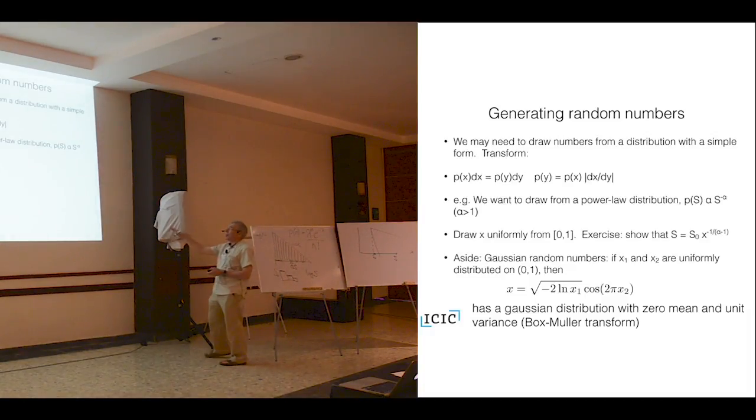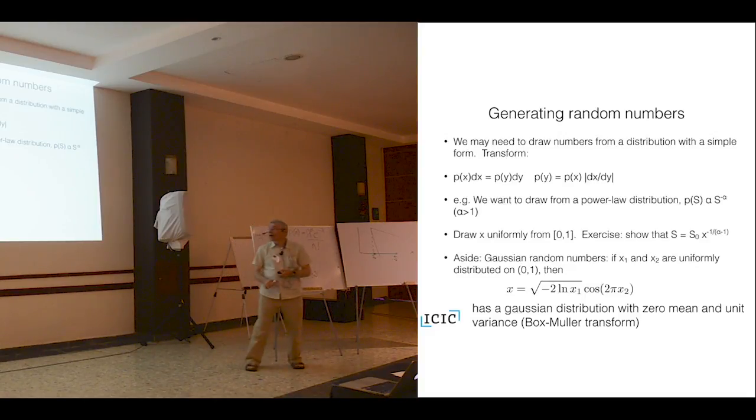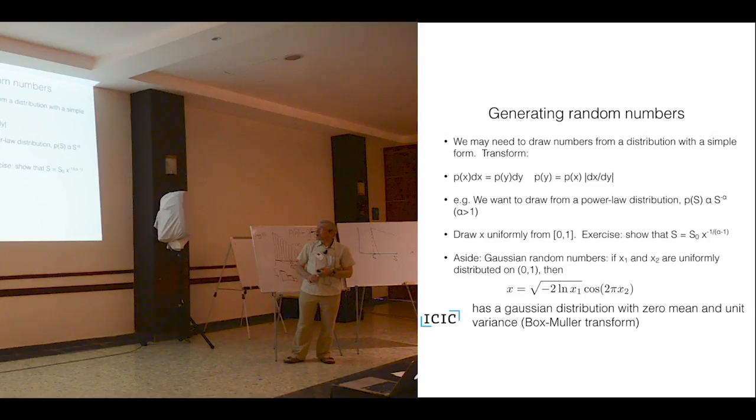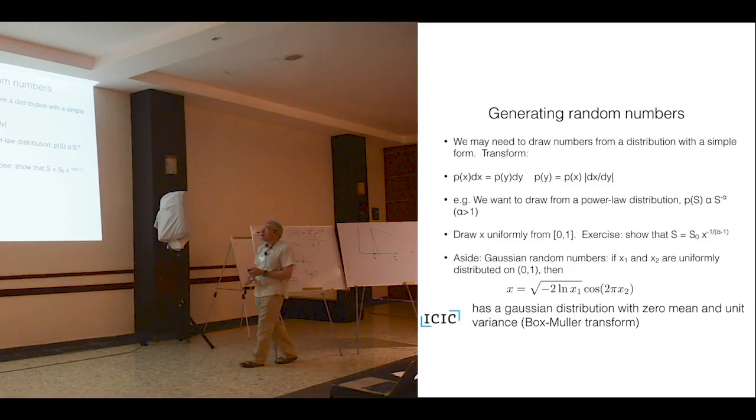So from a power law, if we want to draw some numbers from s to the minus alpha, then if we draw x uniformly from 0 to 1, an exercise for you would be to work out what the transformation is from s to x, such that if p of x is uniform, so this is constant, to make p of y proportional to y to the minus alpha, what do you need for the transformation x to y?